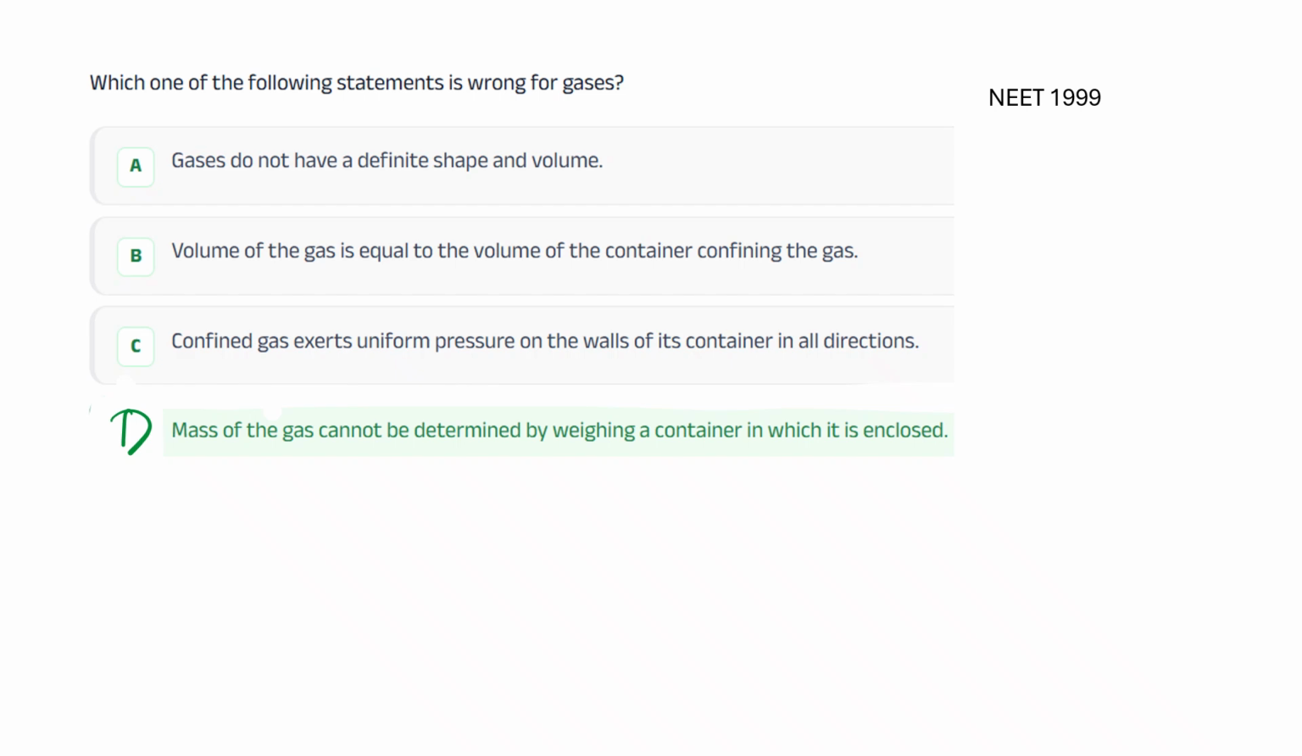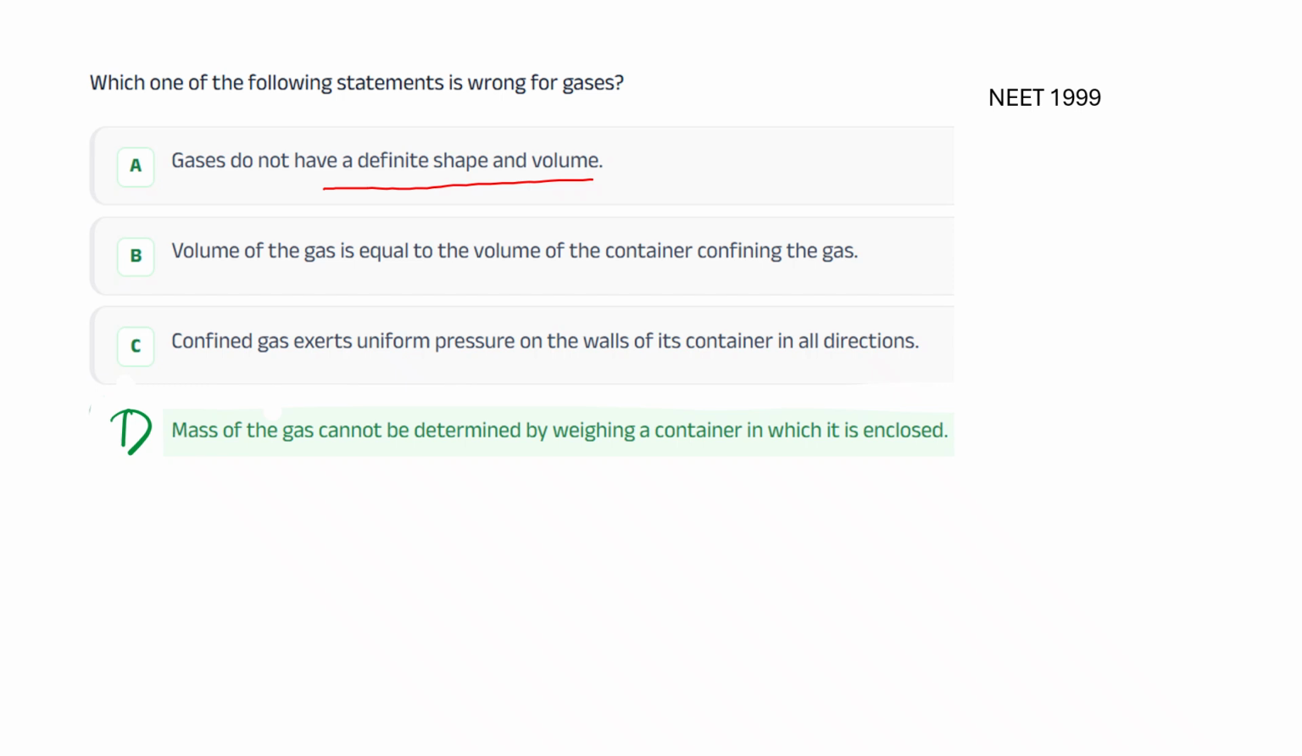This is one of the fundamental questions, and this is very basic. You can solve it mentally. Which one of the following statements is wrong for gases? Option A: gases do not have definite shape and volume. They are asking for the wrong statement. This is a right statement, because gases do not have definite shape and volume.